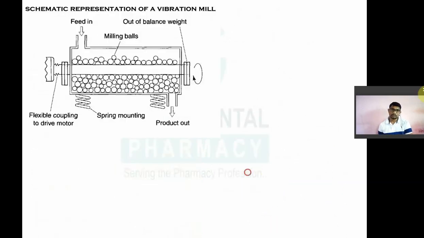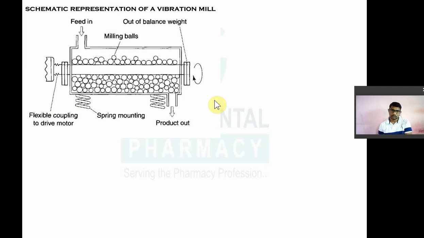Now the ball mill. In a ball mill, many different kinds of balls are available, like glass balls, metal balls, granite balls, steel balls, etc. Glass balls are not used because they are too costly. Metal balls are also not used because they will contaminate the product. Steel balls are used. Granite balls can also be used.